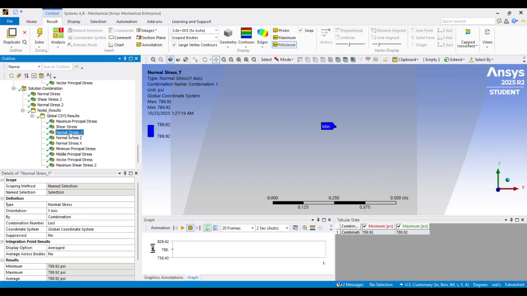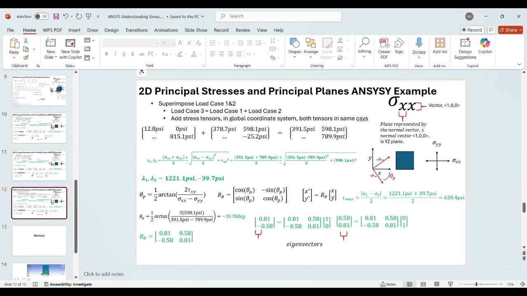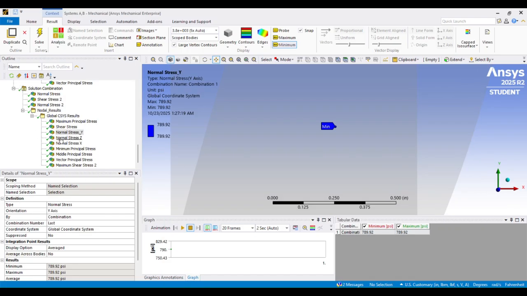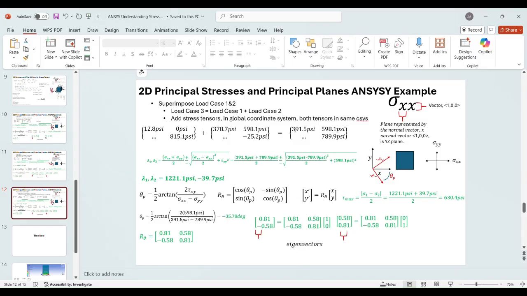And if we look at the normal stress in the y direction in the global coordinate system, we get 789.92, and that agrees with our hand calc. And again, z is 0, and in the x direction, we get 391.5, and again, that agrees.